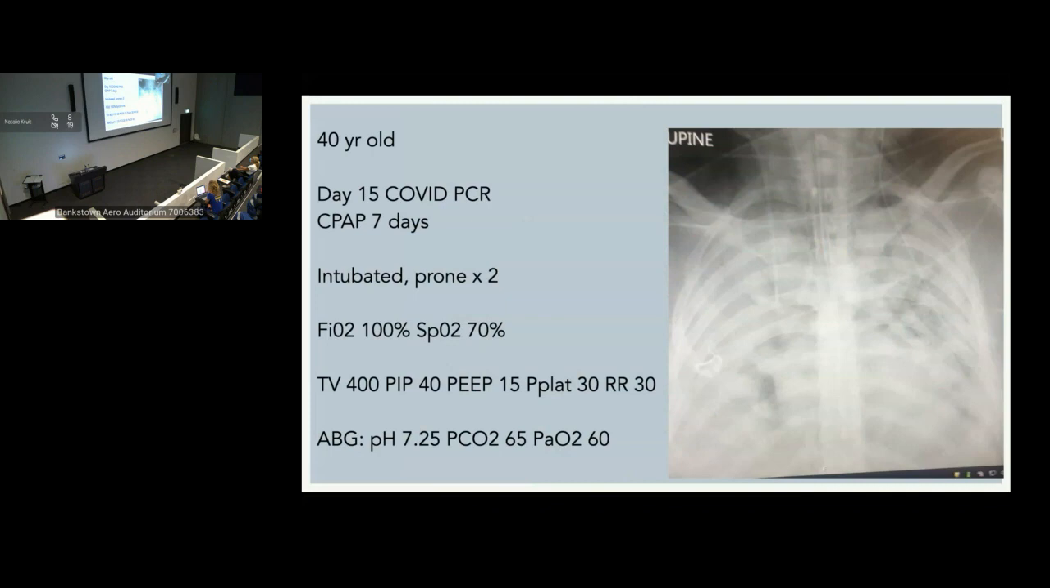He was intubated for refractory hypoxia and worsening respiratory distress. He's had 2 cycles of prone ventilation, but now that he has turned supine for this 3rd time, his SATs are 70% and his FiO2 is now 100%. The only treatment for COVID so far has been dexamethasone. His current vent settings are an FiO2 of 100%, tidal volumes of 400, a peak inspiratory pressure of 40, a PEEP of 15 and a plateau pressure of 30 with a respiratory rate of 30. His ABG is, as you see on this screen, he's acidotic with a high CO2 and he's borderline hypoxic.